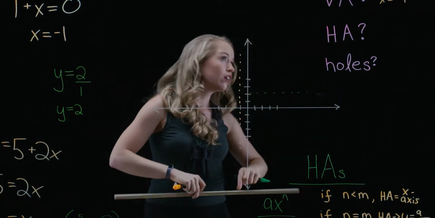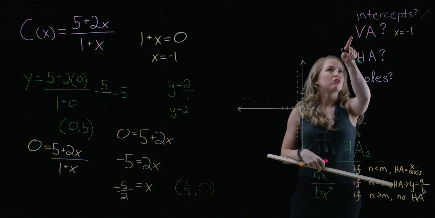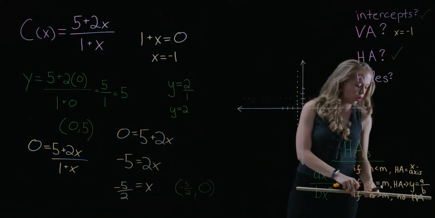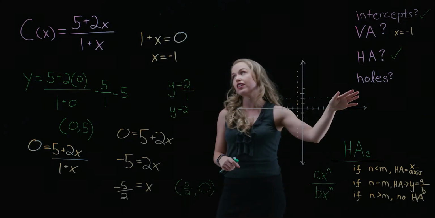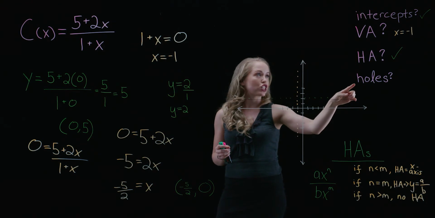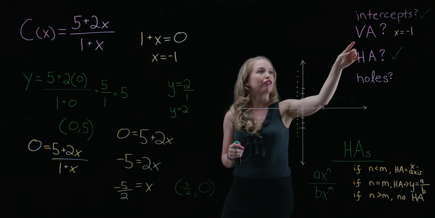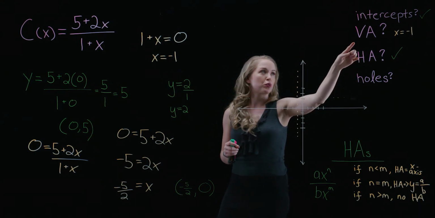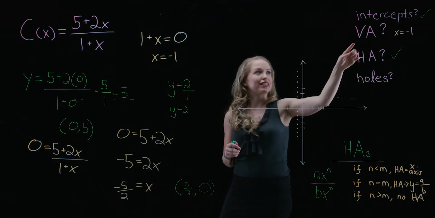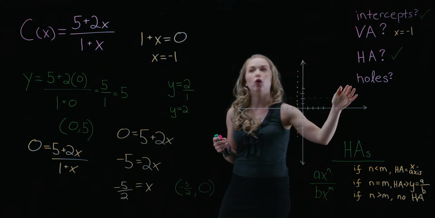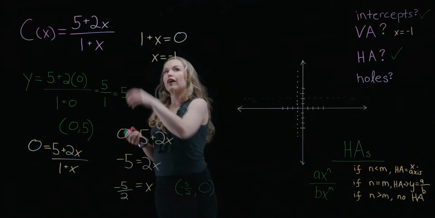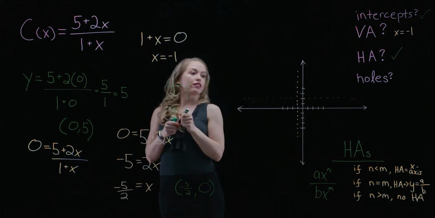Great. So we checked for the intercepts and vertical asymptotes. We just checked for horizontal asymptotes. Now I want to check for holes. Now in this problem, I don't have any holes. If I had, it actually would have become apparent when I was looking for my vertical asymptote. The difference between a vertical asymptote and a hole is that a vertical asymptote is not removable, whereas a hole is. For example, let me do an example problem.